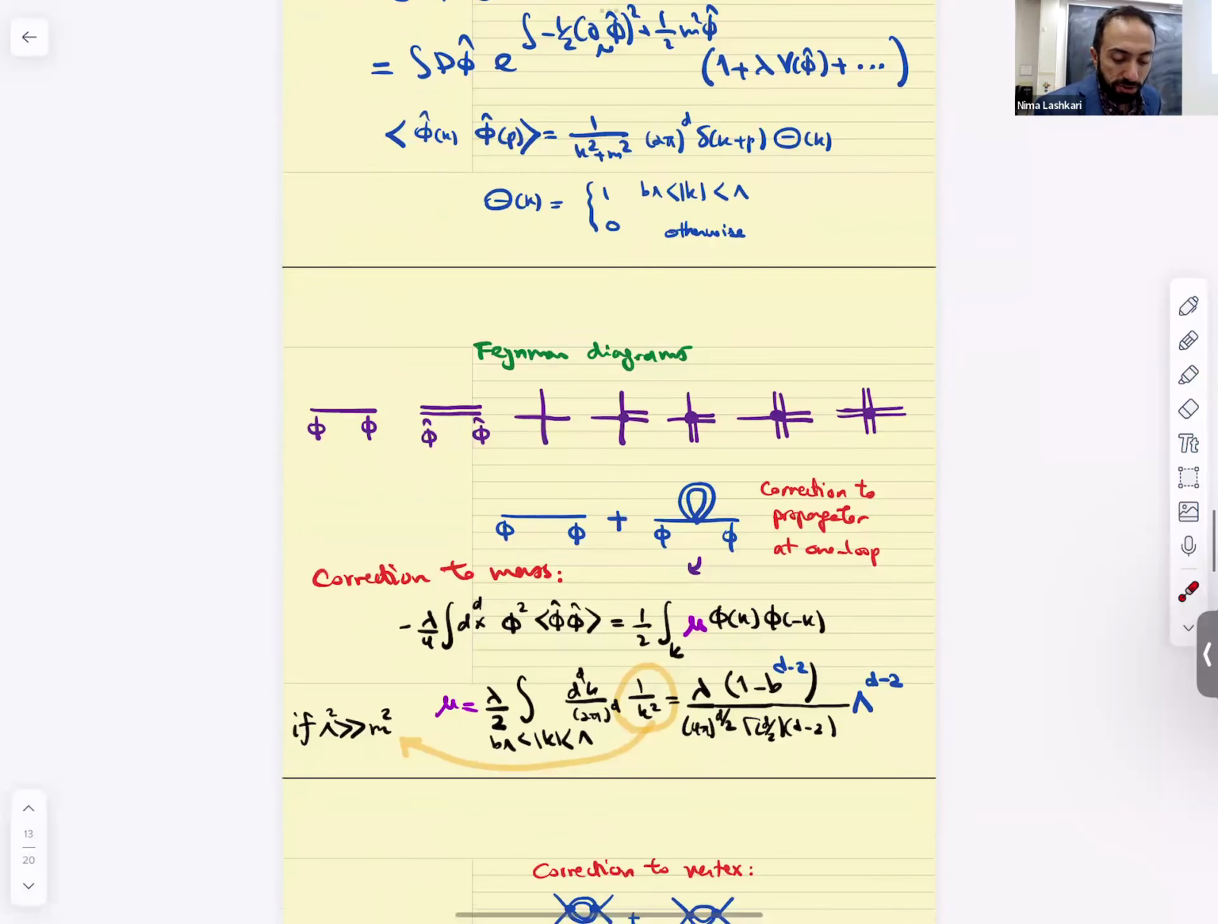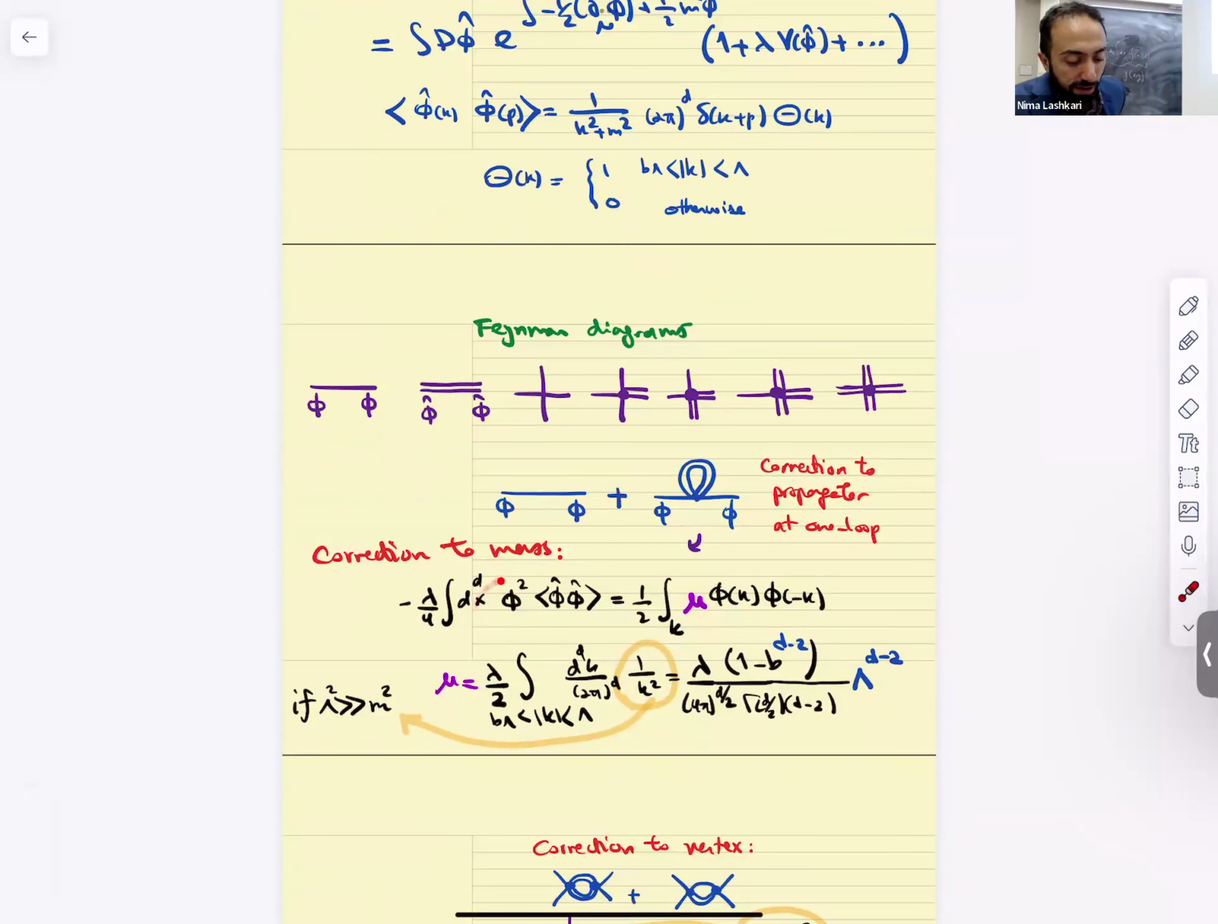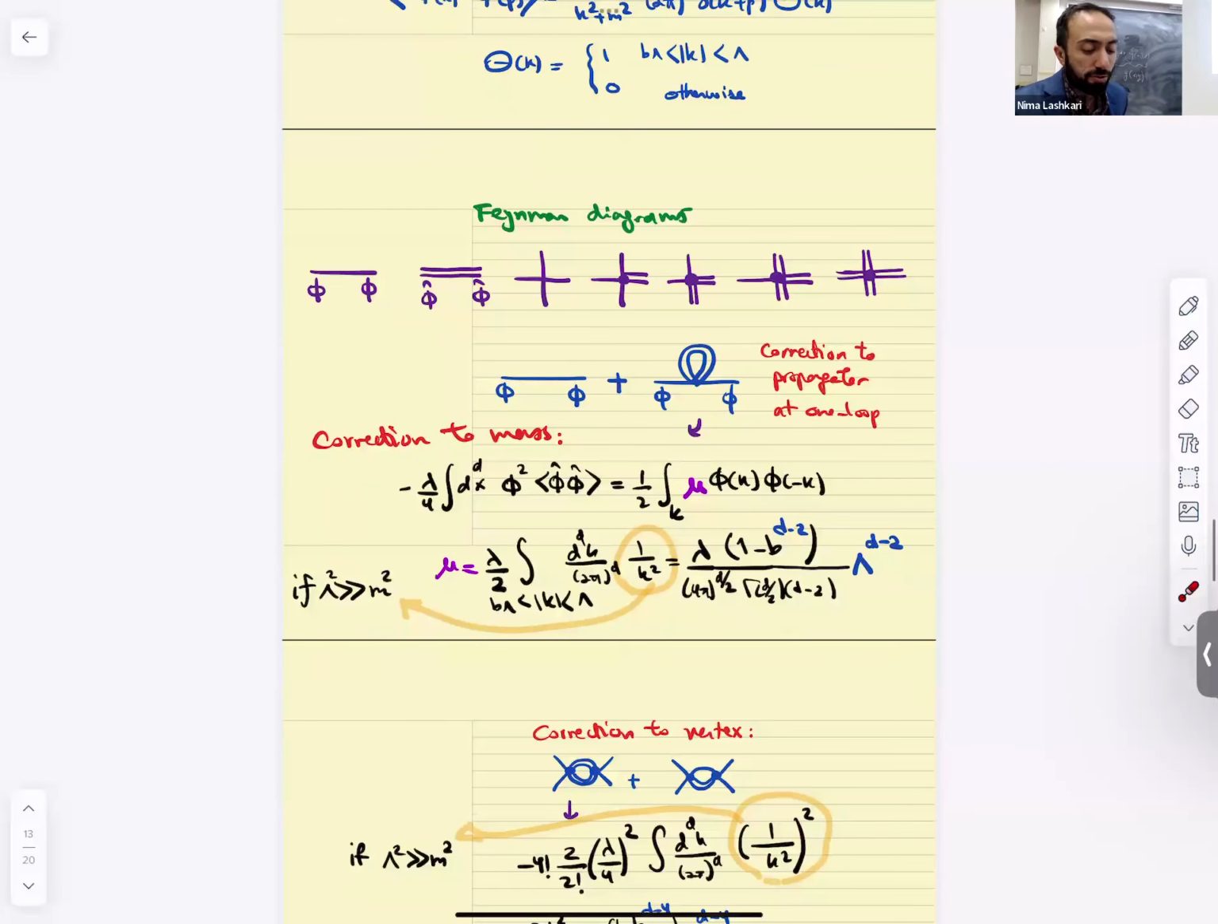So the contribution of that term is going to look like the integral of one half integral over k, phi k, phi minus k. I'm just going to momentum space, right? And a mu is a contribution of this loop. So what is that? This loop is just 1 over k squared. This is actually not quite k squared. This is 1 over k squared plus m squared. But I'm assuming that lambda, the cutoff, is much larger than m squared, so I can drop that term.